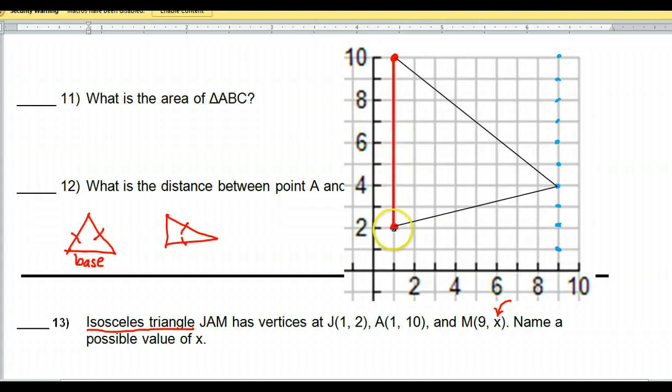So let's see. How tall is this? It starts at 2, ends at 10. 1, 2, 3, 4, 5, 6, 7, 8. This base is 8 across. Okay? So from here to here, that's 8. So that means the midpoint must be 4. Okay, so if I count 1, 2, 3, 4, this should be the midpoint of this bottom of the triangle.